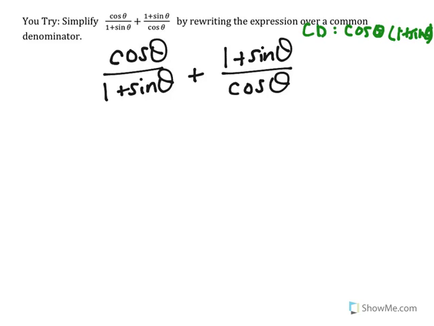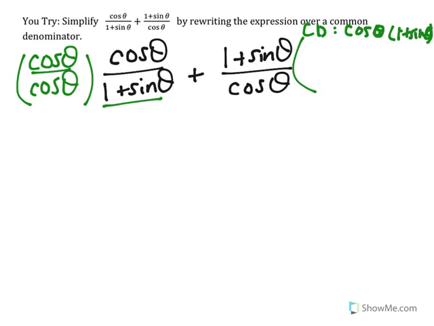So what am I going to do? I'm going to ask what each denominator needs. Our 1 plus sine fraction on the left, we need to multiply top and bottom by our cosine. Our right fraction has a cosine, so top and bottom need a 1 plus sine. And yes, I know it looks very similar to our last example. A lot of these are going to look fairly similar. The denominators are not all going to be the same, but the process will be the same. Multiply by the common denominator.